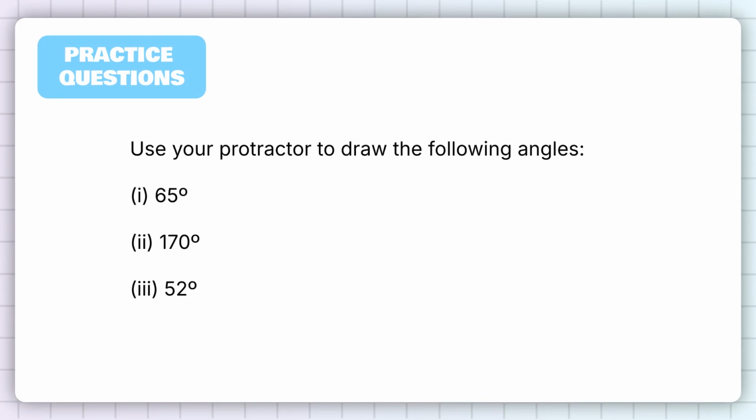Now, for some practice, pause the video here and use your protractor to draw the following angles: 65 degrees, 170 degrees, and 52 degrees. The answers are on the next slide, so make sure you've answered all 3 questions before carrying on with the video.